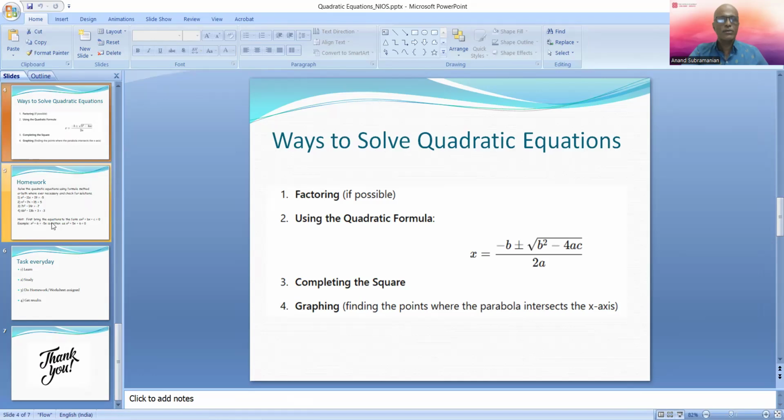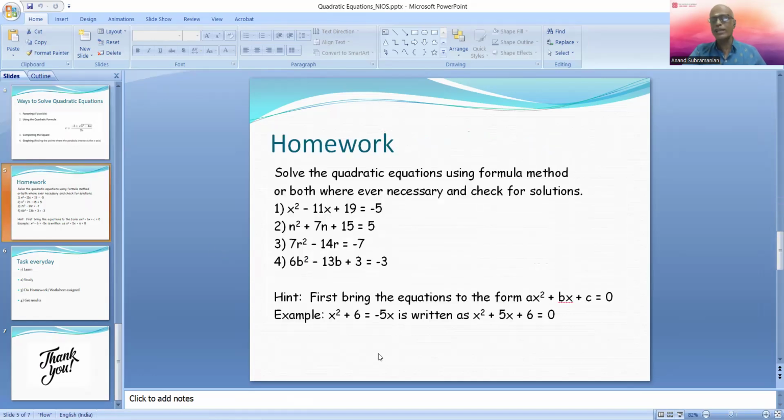You see now. Yes. So you can take a screenshot of this, or I'll send it after the chat is over. You see, you have to solve this using the formula method and check for solutions. You have to check as I told you. So you see this, you have to solve these equations. Instead of x, you may have an n, an r, a b. So those are all different variables instead of x.